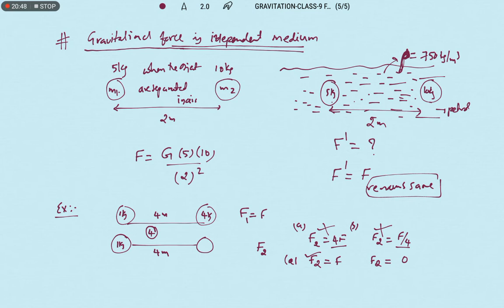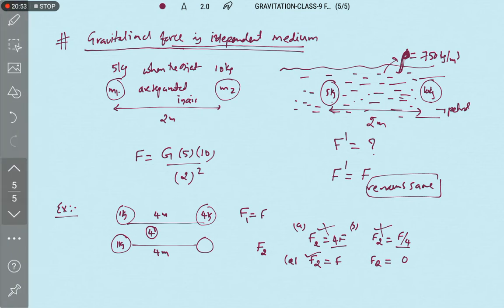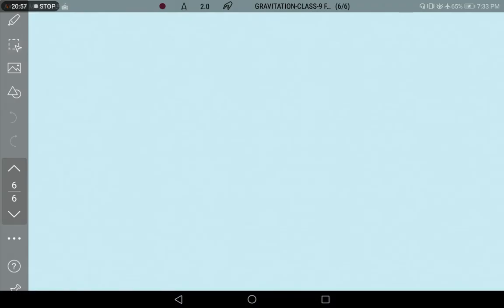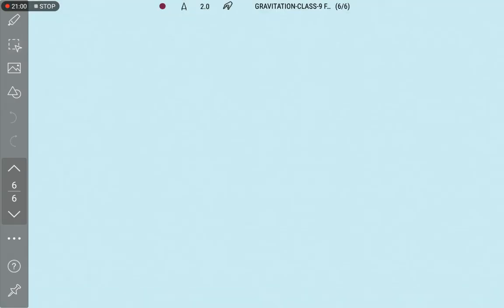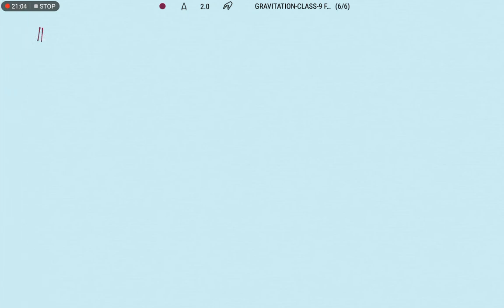Okay, so in this way we can analyze the problems based on the gravitational force. Now let us discuss some more important points related to this. According to the gravitational law, F is directly proportional to the product of their masses and inversely proportional to the square of the distance between them.